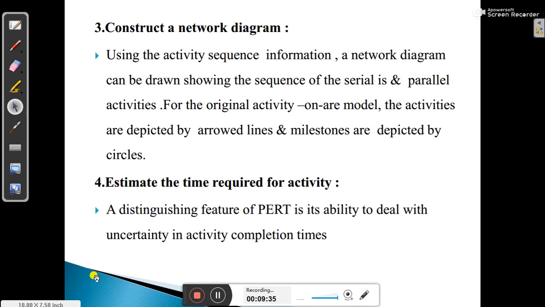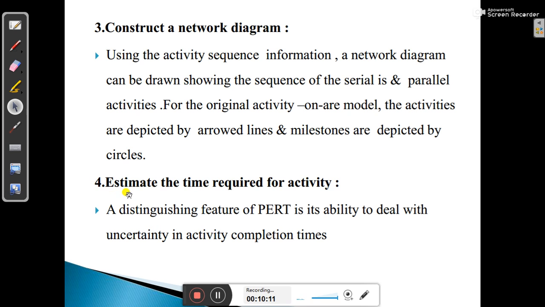In the third, construct a network diagram using the above information that has been used in case of number 1 step and number 2 step. You draw the network diagram. Using the activity sequence information, a network diagram can be drawn showing the sequence of the serial and parallel activities. For the activity-on-arrow model, the activities are depicted by arrow lines, milestones are depicted by circles.